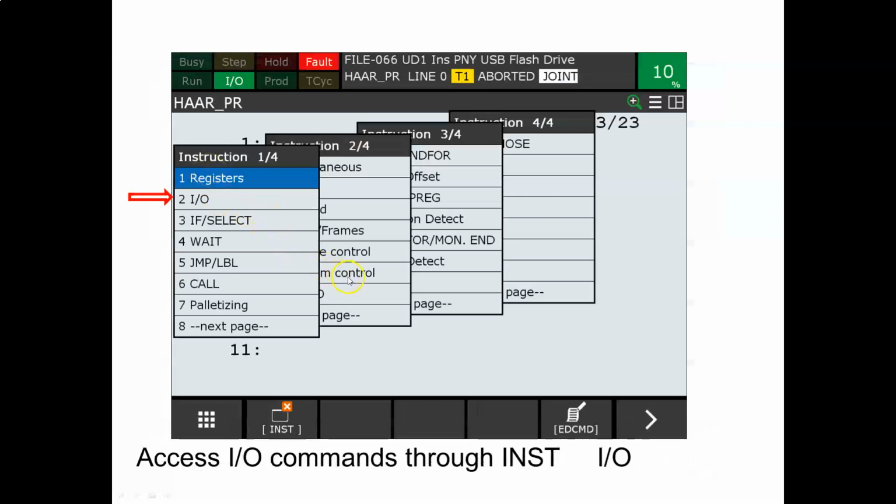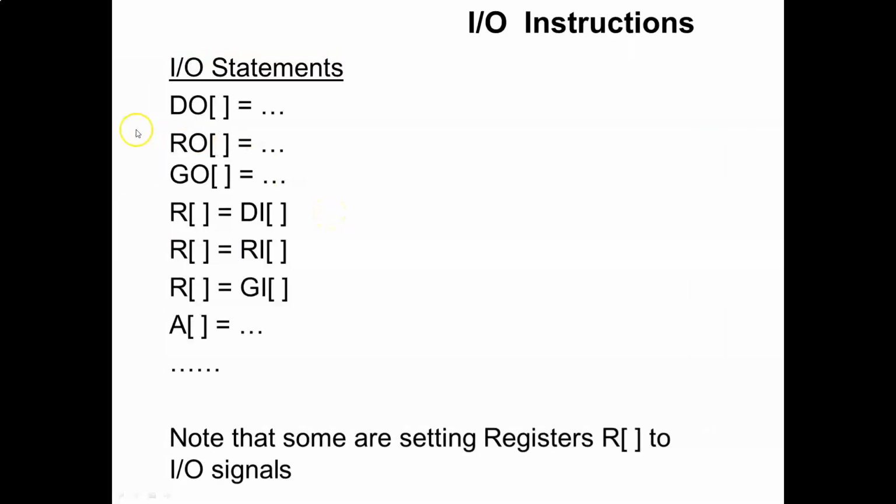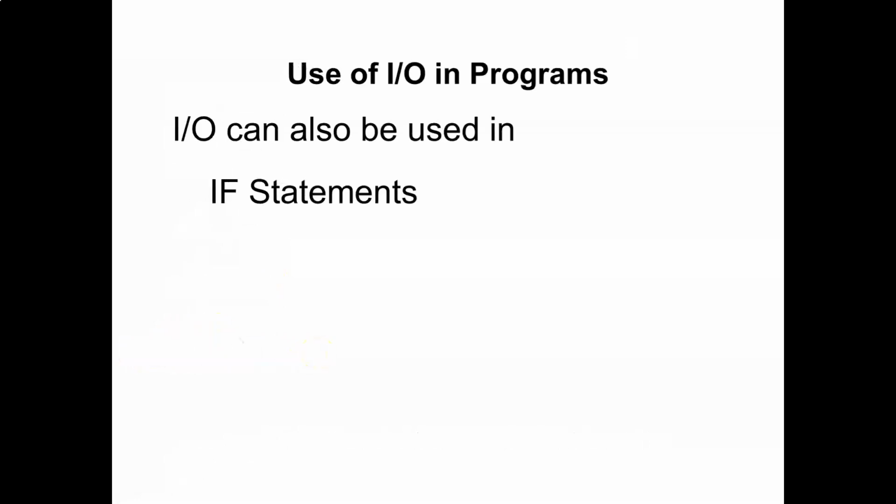Now just how you get to those commands: come up to the I/O and you'll get various statements for that. With I/O statements, you can set digital outputs, robot outputs, group outputs. You can also set registers to the value of digital inputs, robot outputs, group inputs. You can set analog values, and you can go on from there. And remember too, you can use I/O in the if statement.